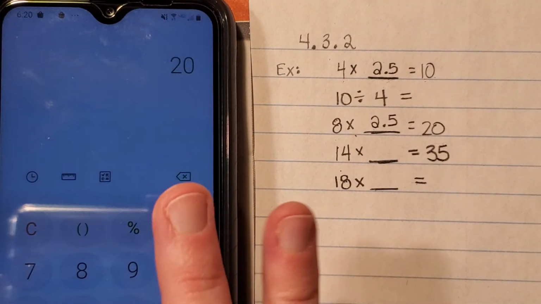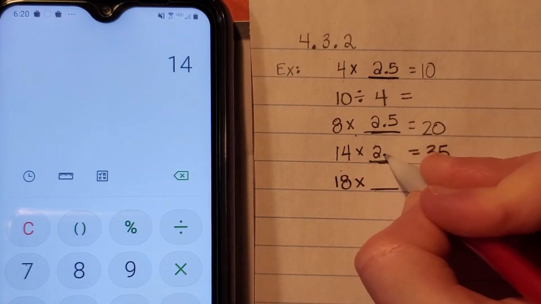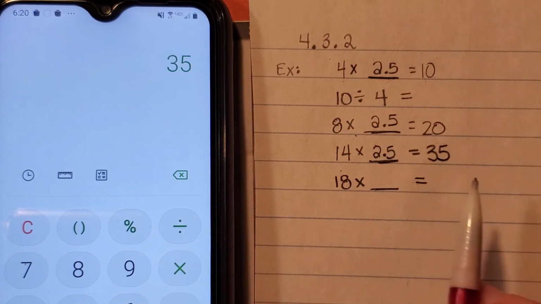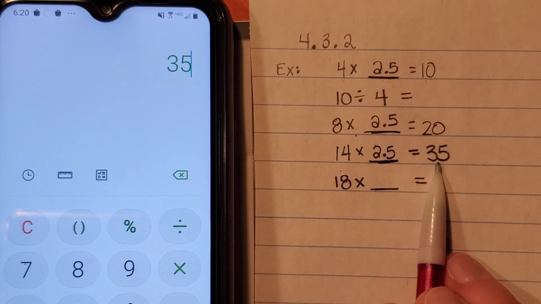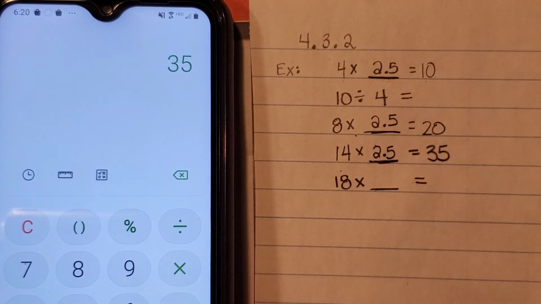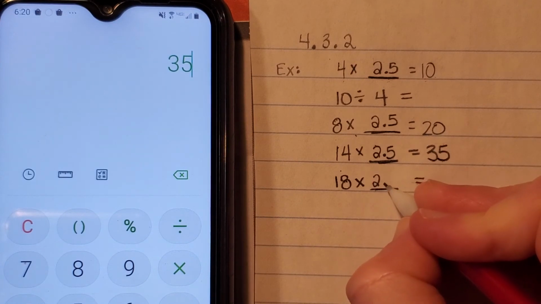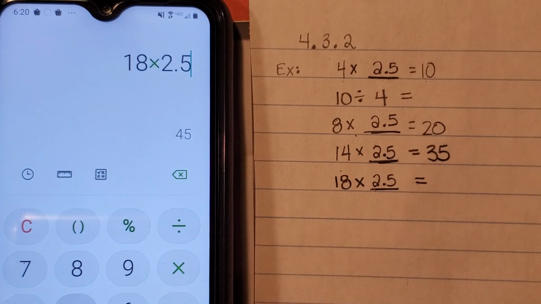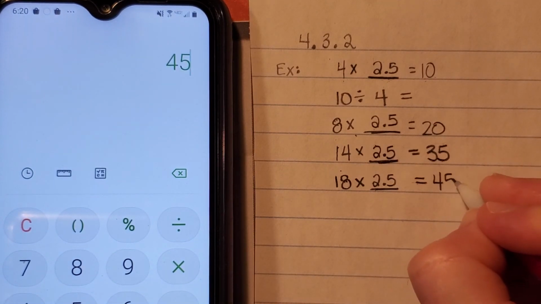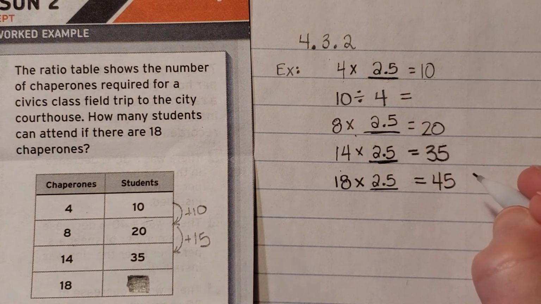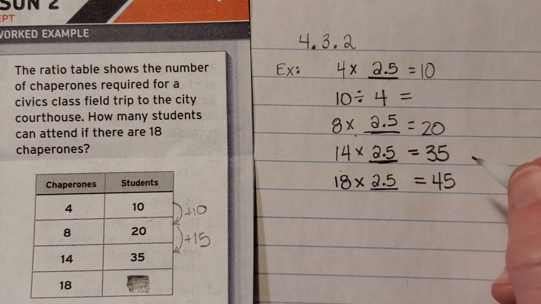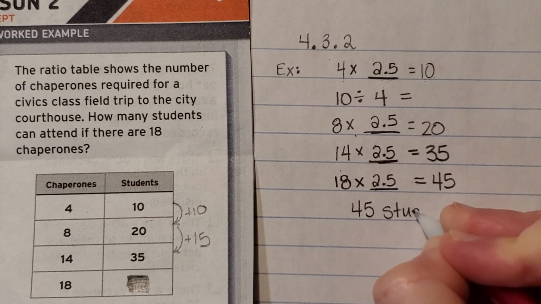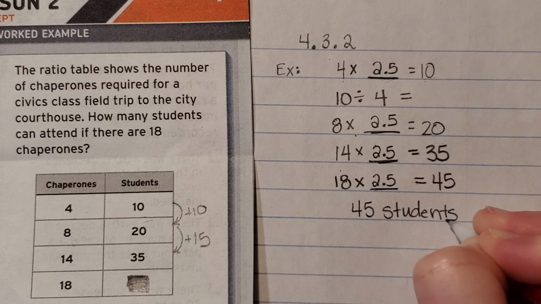So let's try it. Let's try 14 times 2.5. Gave me the answer I wanted, so I know how to solve the last portion of the table. 18 times 2.5 is 45. So the number of students that can attend if there are 18 chaperones would be 45 students. Here was our example problem.